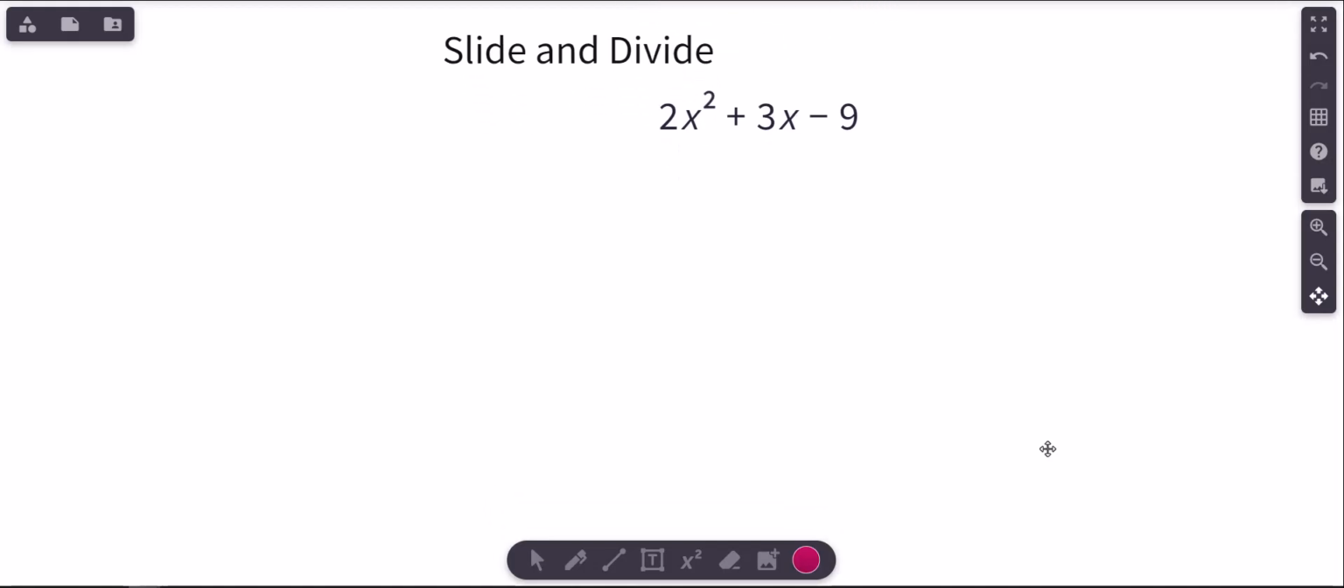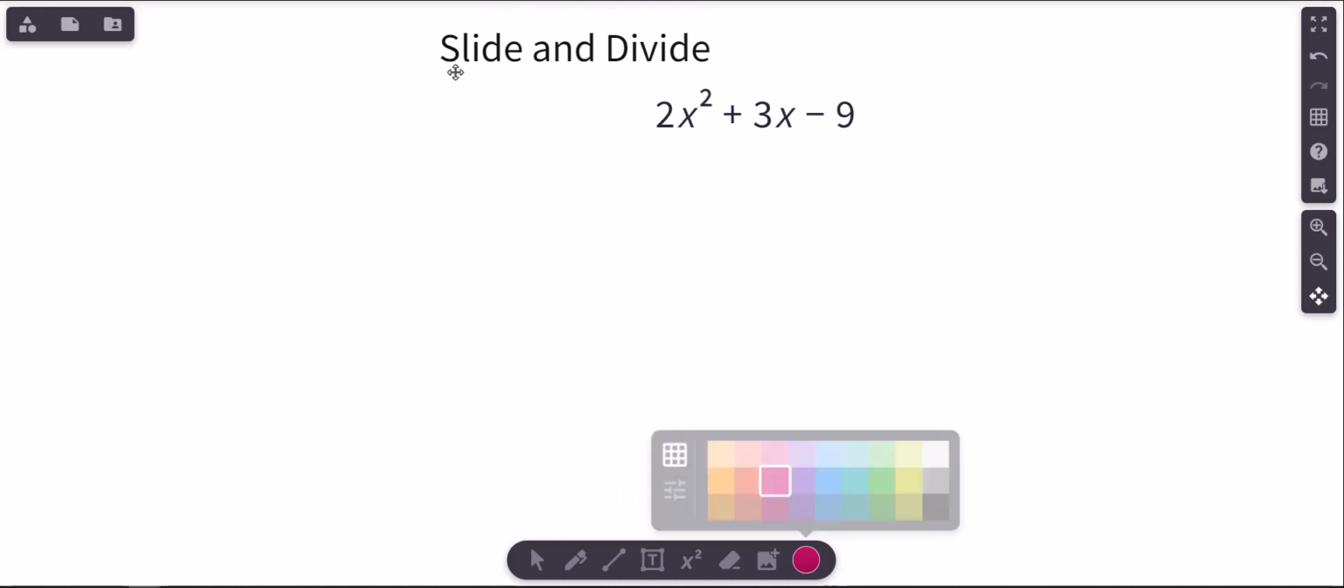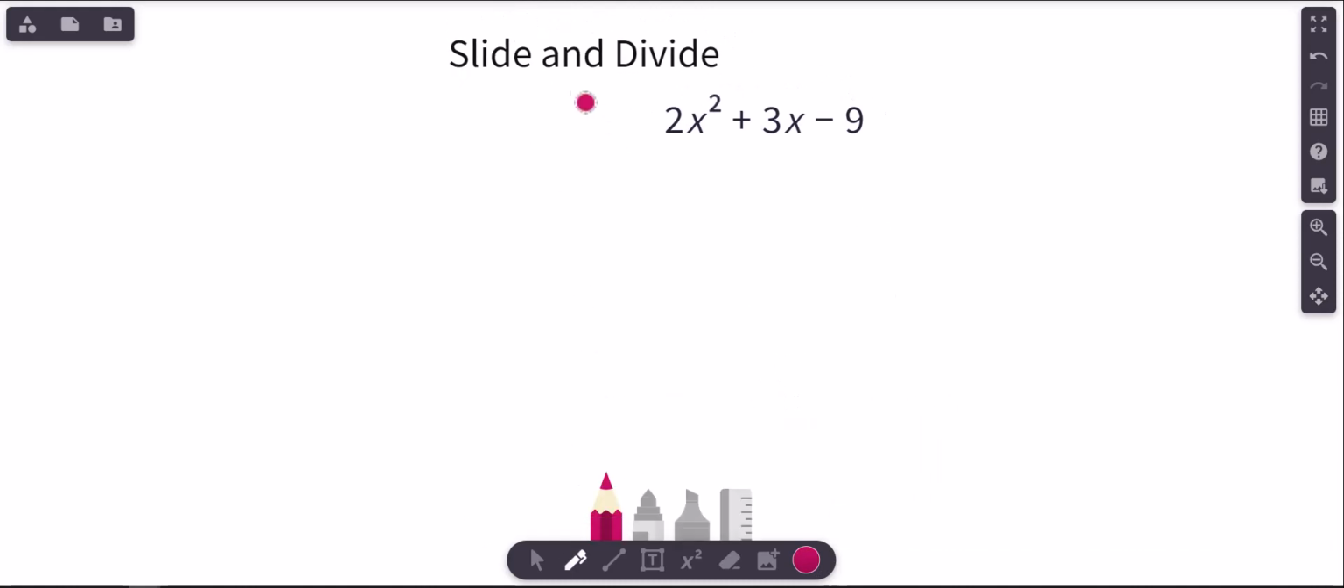Last method is slide and divide. So for slide and divide, we are going to start by sliding. So we're going to multiply 2 and 9. That's going to give us 18. Okay, we're going to multiply. That's going to be 2 times 9, which is 18.